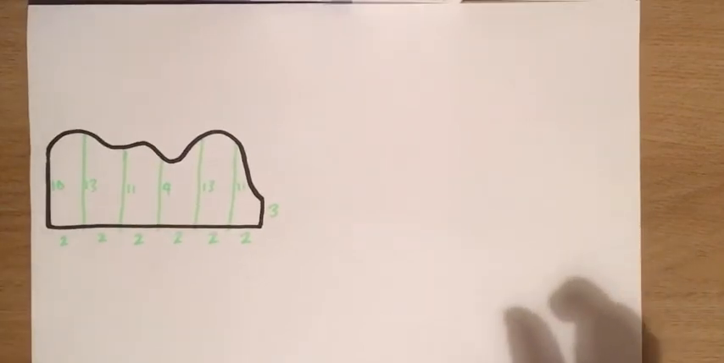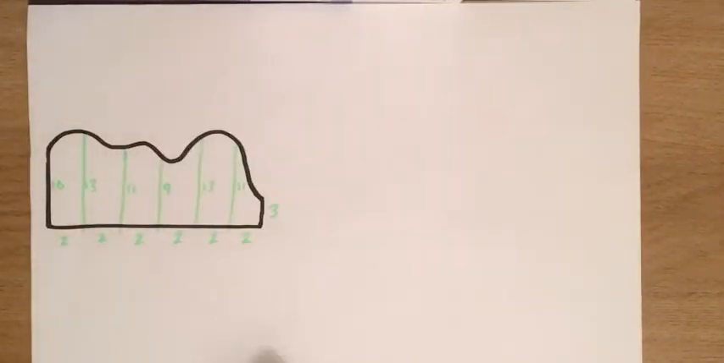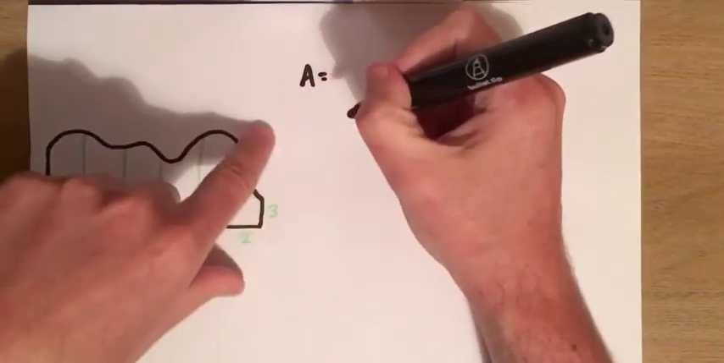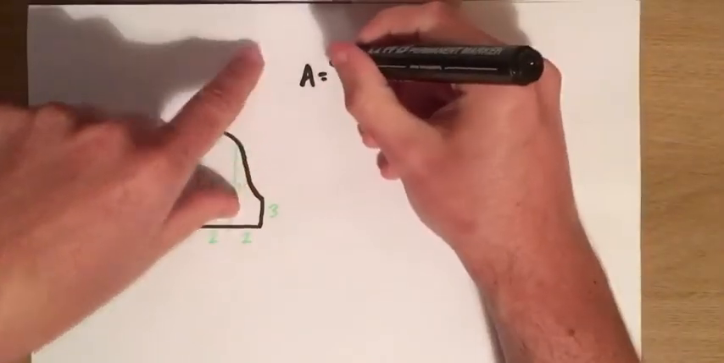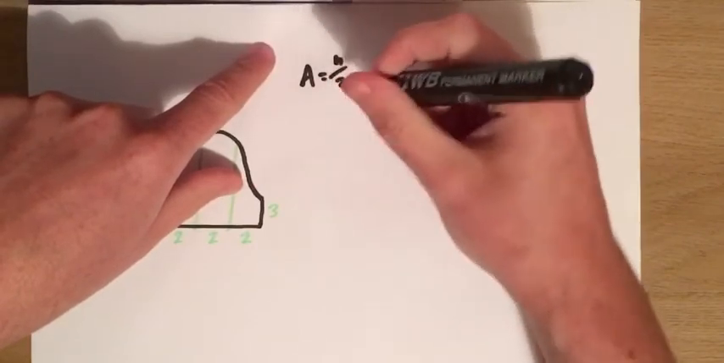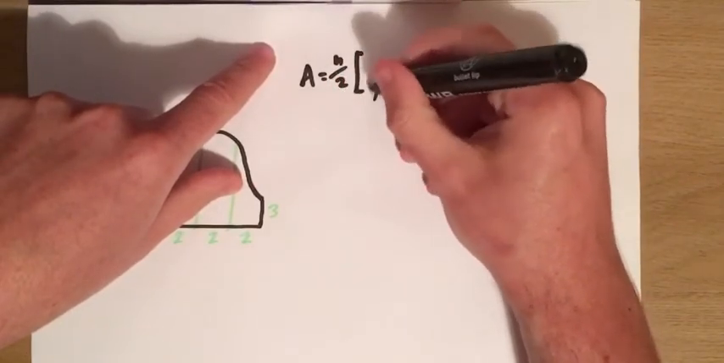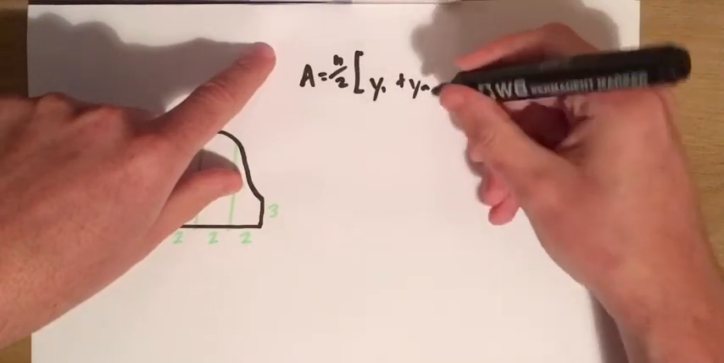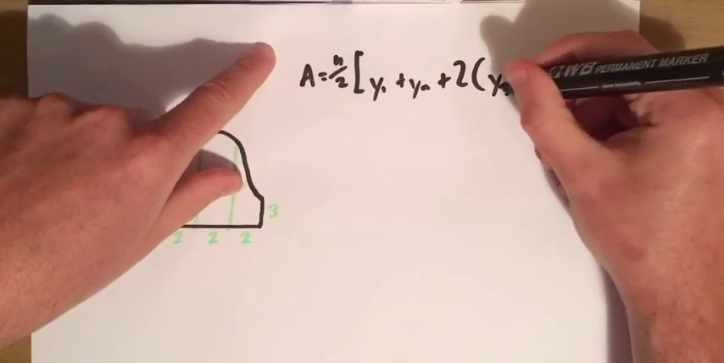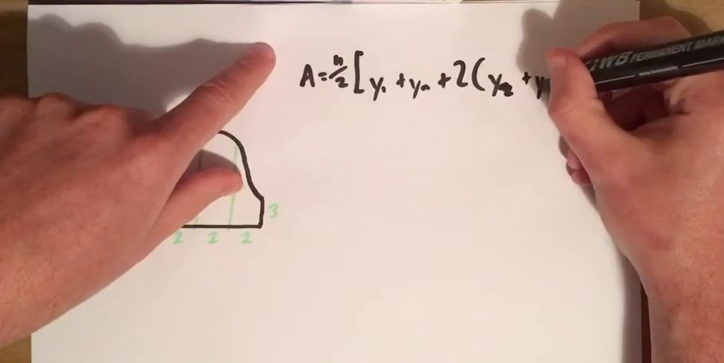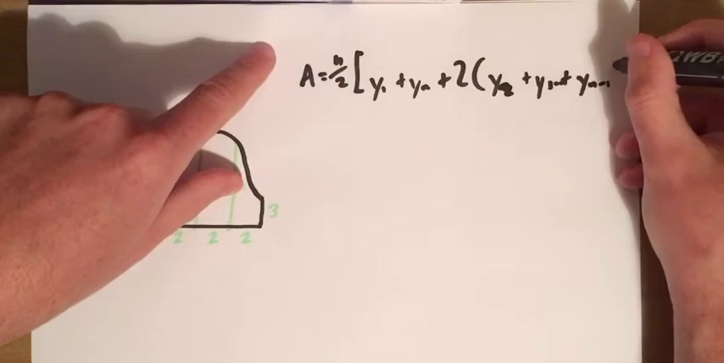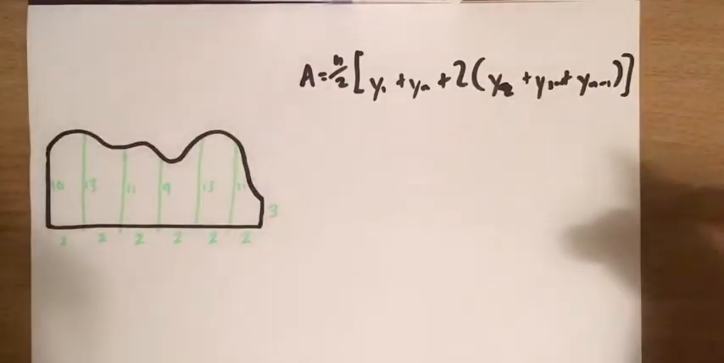Just to use that formula and get the area of this shape then. Area is equal to, I think it's a good idea to write down the formula that's in the log tables because you'll get marks for that. So it's h over 2, y1 plus yn plus 2 times, and then y2 plus y3 plus yn minus 1. Sorry, I'm just writing that down quickly. So I would just write out what's there.